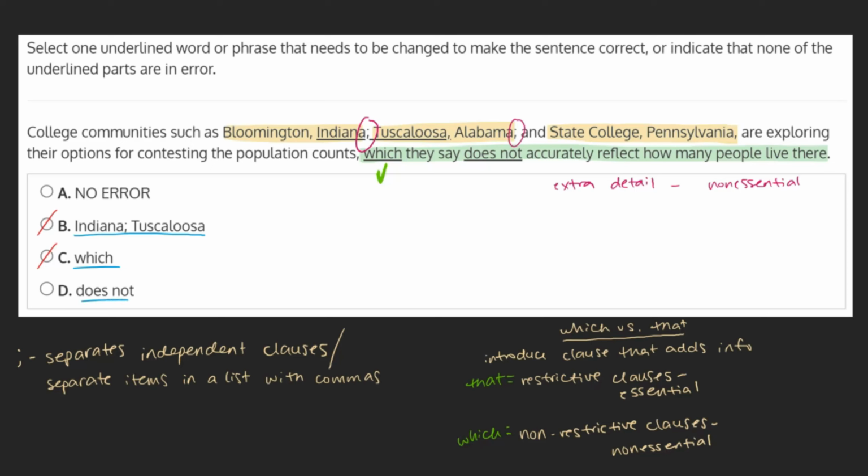And D. Does not. The subject of the clause is population counts, in the plural. Therefore, the verb should also be plural. Instead of the singular does not, we need the plural do not to maintain the subject-verb agreement. The corrected sentence would read, the population counts, which they say do not accurately reflect how many people live there. As this choice has incorrect subject-verb agreement, we can go ahead and mark it as our final answer.